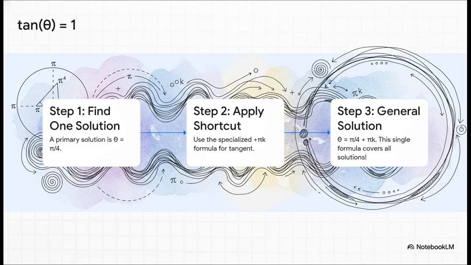For tangent of theta equals 1, we know one solution right away is pi over 4. Now instead of looking for another one, we just jump straight to the shortcut. Apply the plus pi k formula. And our general solution is just theta equals pi over 4 plus pi k. So cool how that one little expression covers everything.